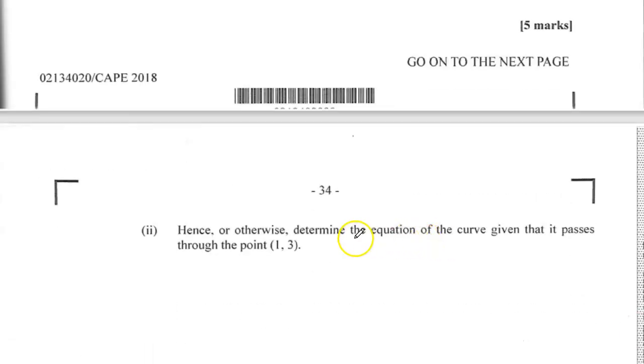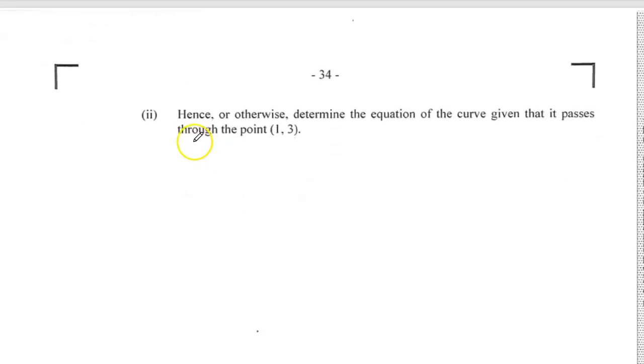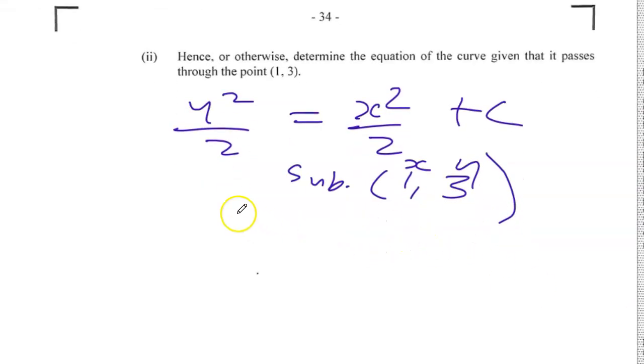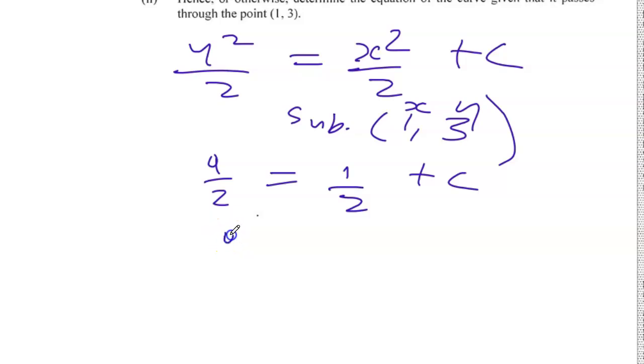Next, we're asked to determine the exact equation given that the curve passes through the point 1, 3. So remember what the equation was? Y squared upon 2 equal x squared upon 2 plus c. So substitute the point 1, 3, x is 1, y is 3. So we end up with 3 squared, that's 9 upon 2, equal 1 squared upon 2, so 1 upon 2 plus c, which means that 9 upon 2 minus 1 upon 2 is equal to c. So that's 8 over 2, which is 4.